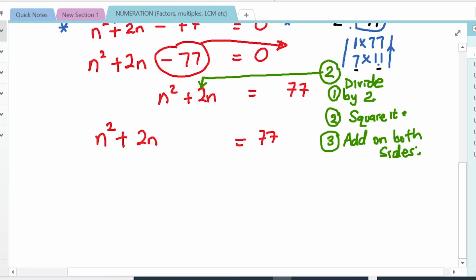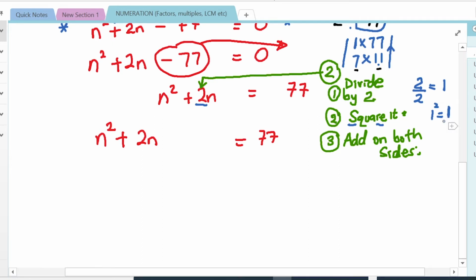So the number here is 2, right? So it is 2 divided by 2. When 2 is divided by 2, what do we get? We get 1. After getting 1, step 2 is squaring the 1. So 1 squared will give us 1.